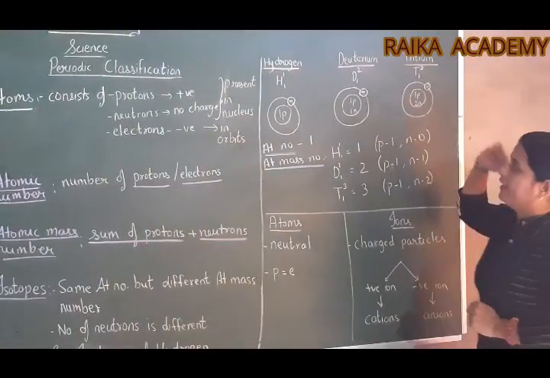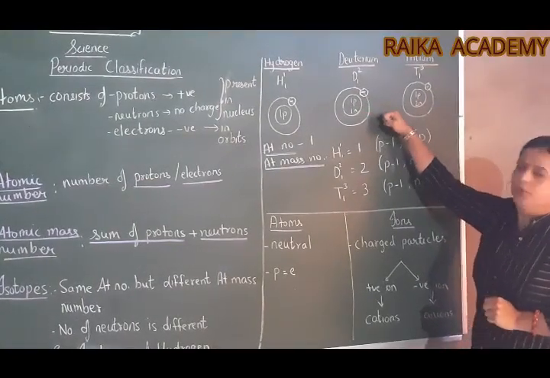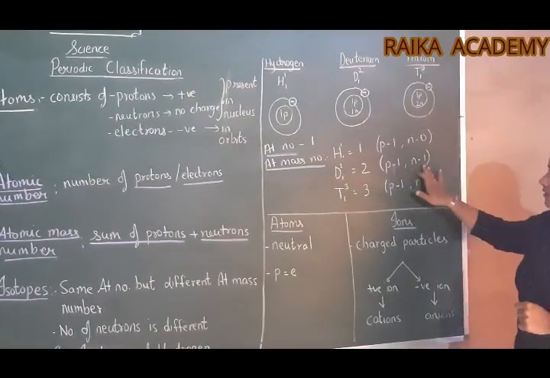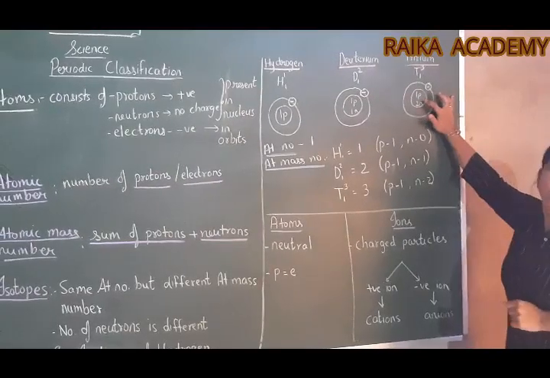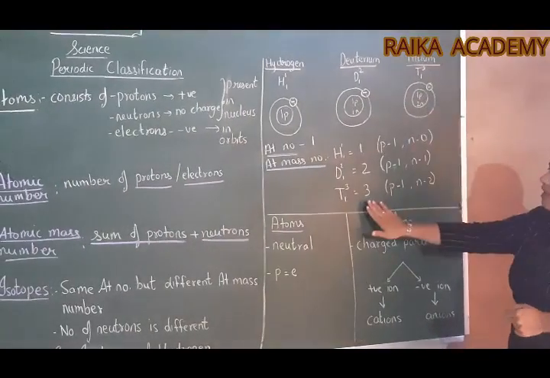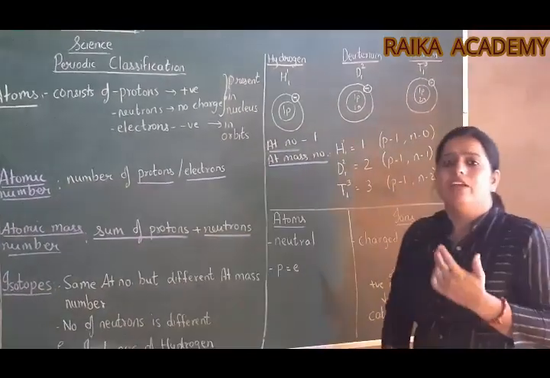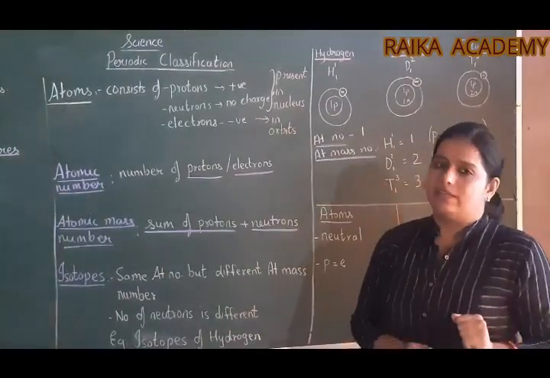Coming to deuterium, in the nucleus you can observe one proton and one neutron, so the atomic mass number of deuterium is 2. Tritium has one proton and two neutrons, and the sum comes to 3. So this is about isotopes. They have the same atomic number but different atomic mass numbers.